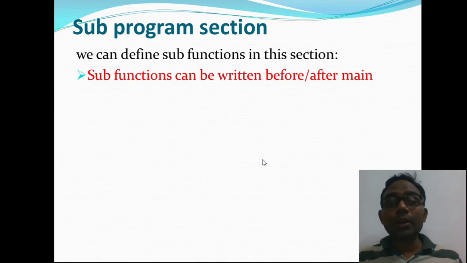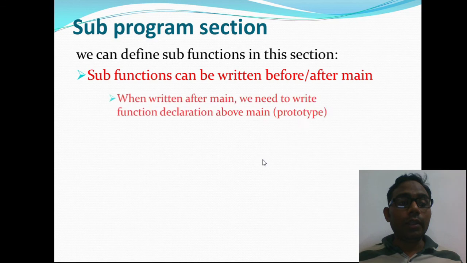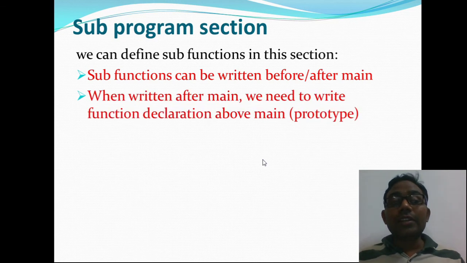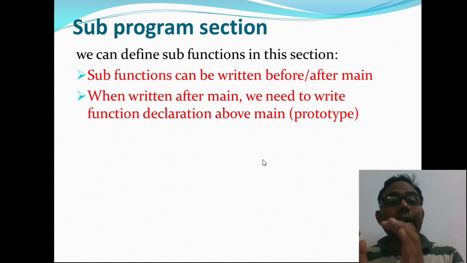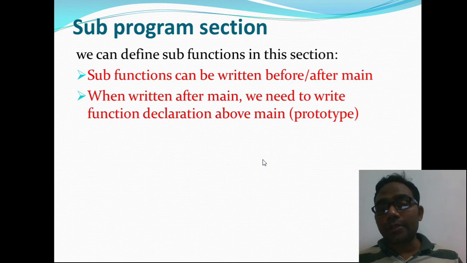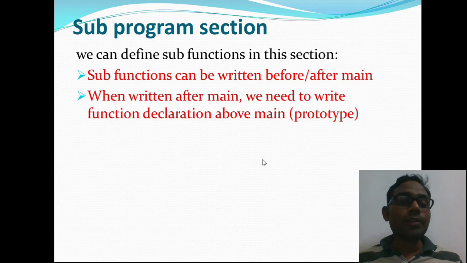If you want to write the sub function after main, then you need to write the function declaration above main. Function declaration means prototype. Prototype means a return type, function name, and the data types of the arguments in brackets, then a semicolon.